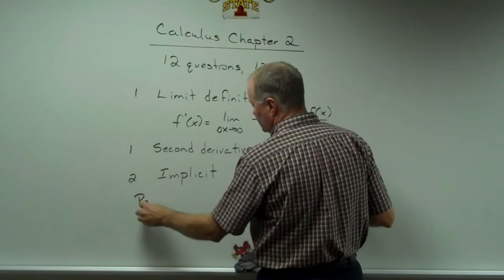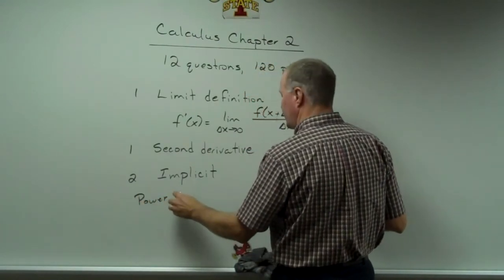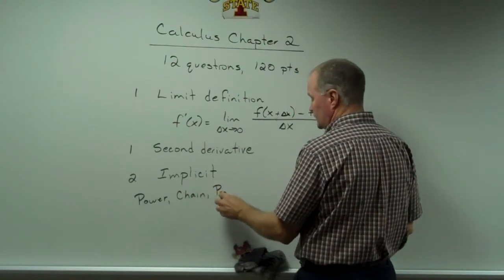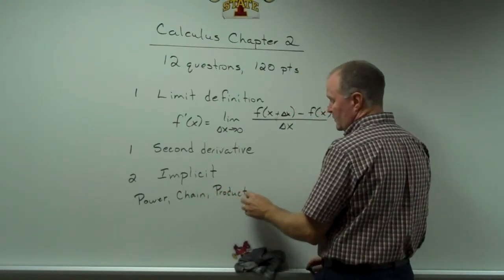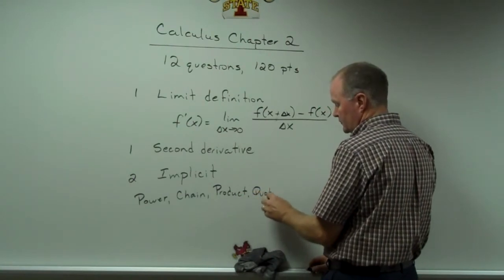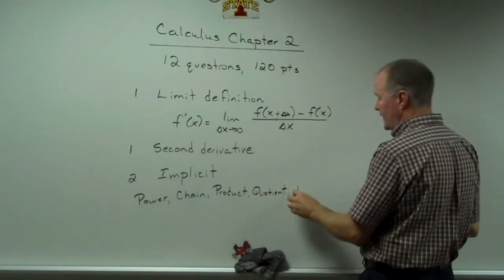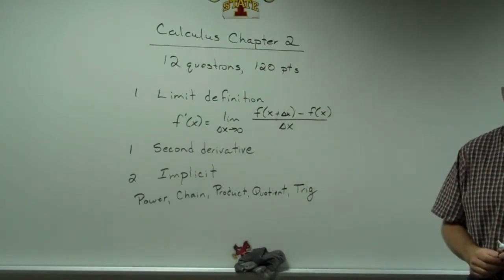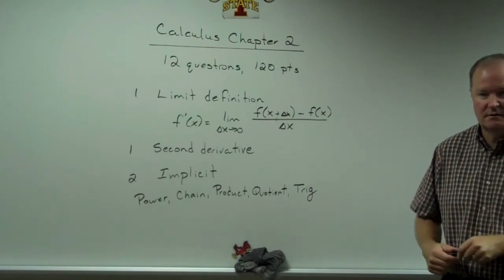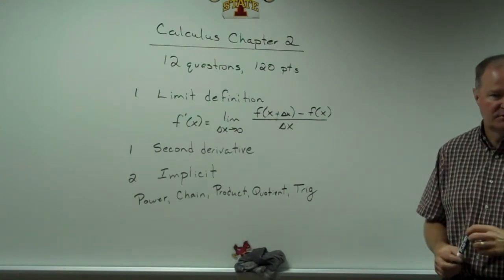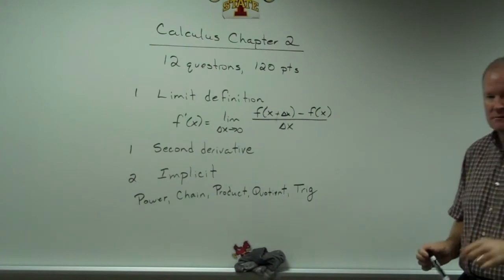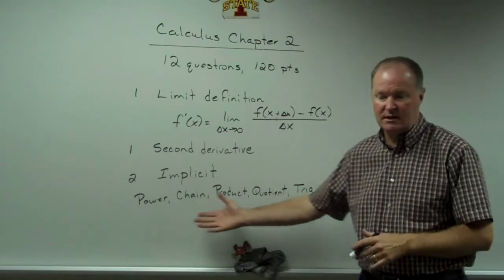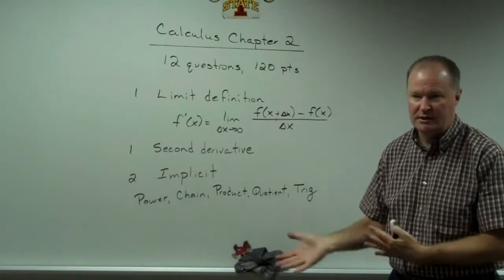You've got your power rule. You've got your chain rule. You've got your product rule. You have your quotient rule. And you've got trig. Remember, so I think it's 11 through 16 are on your blue sheet. I think are the trig derivatives on there. 11 through 16. You might have a combination of such. Power rule, chain rule together.